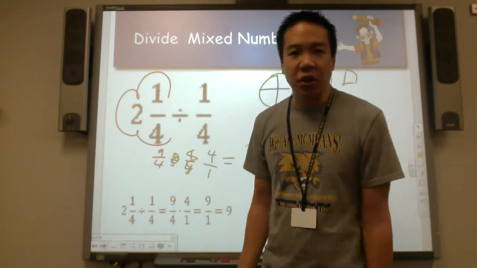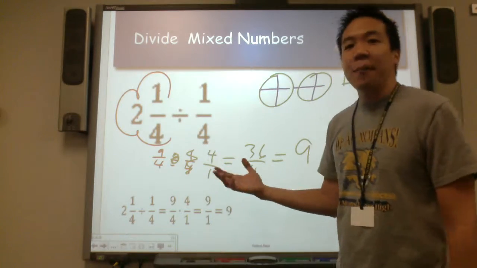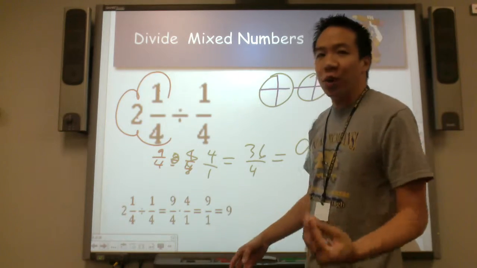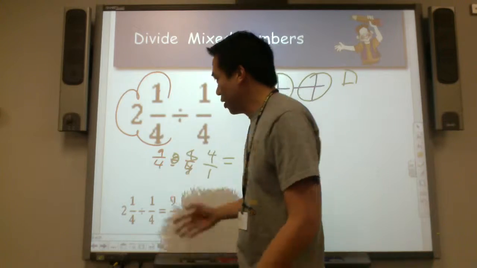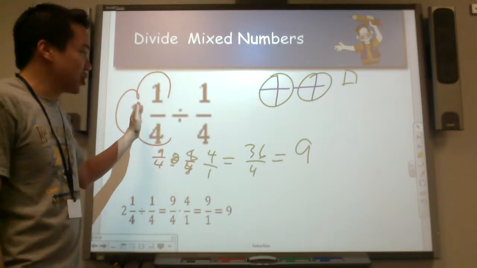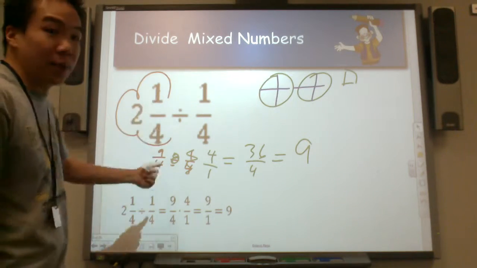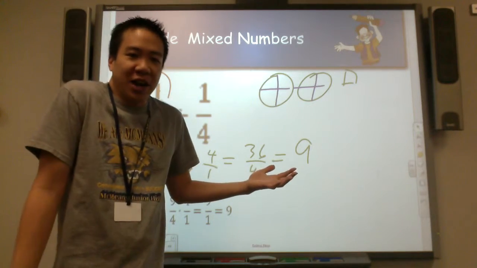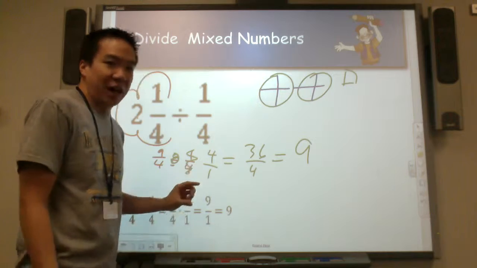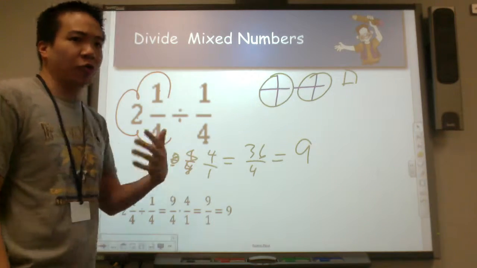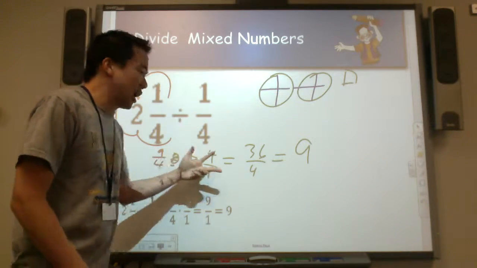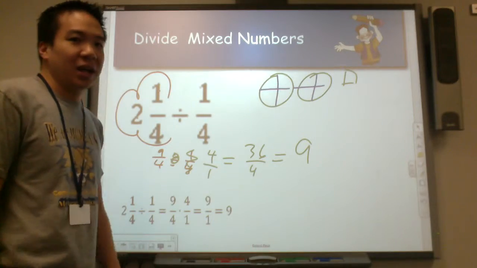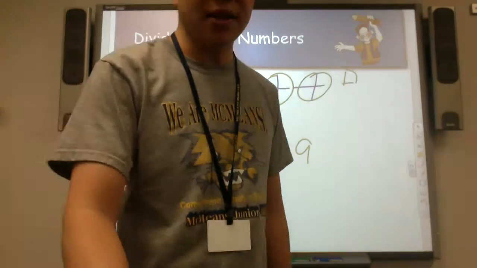So what did we mostly learn from this? When you divide mixed numbers, you're going to have to write them as fractions. 2 and 1/4 is not a fraction, it's a mixed number. So I turn it into an improper fraction. And then you just do how you divide fractions. You have to find the reciprocal of the second fraction, or flip the second fraction, and you just multiply it away, and you'll have an answer. That's how you divide mixed numbers.